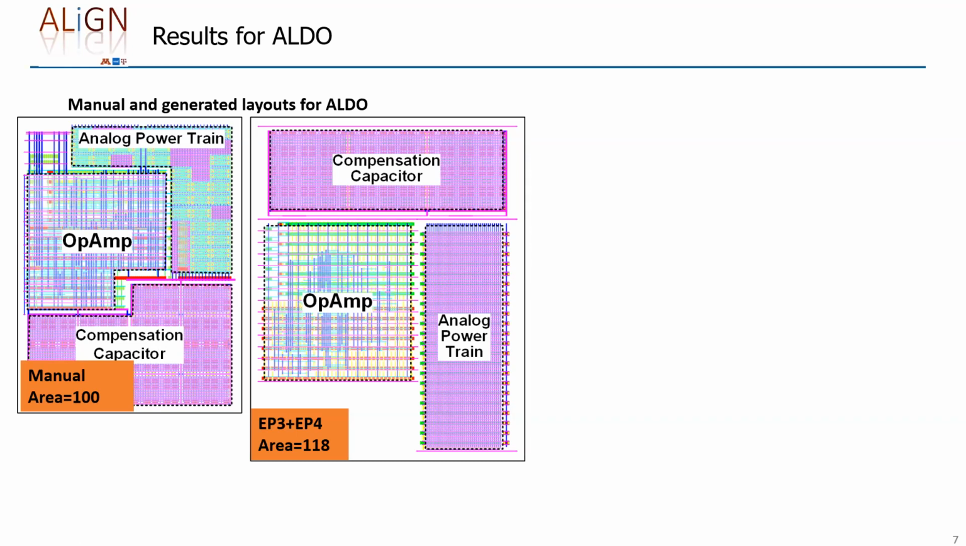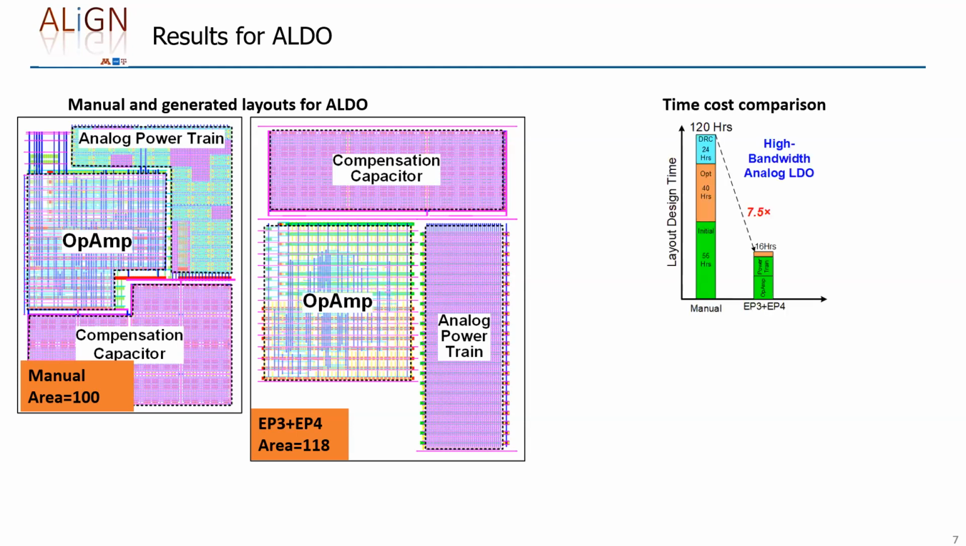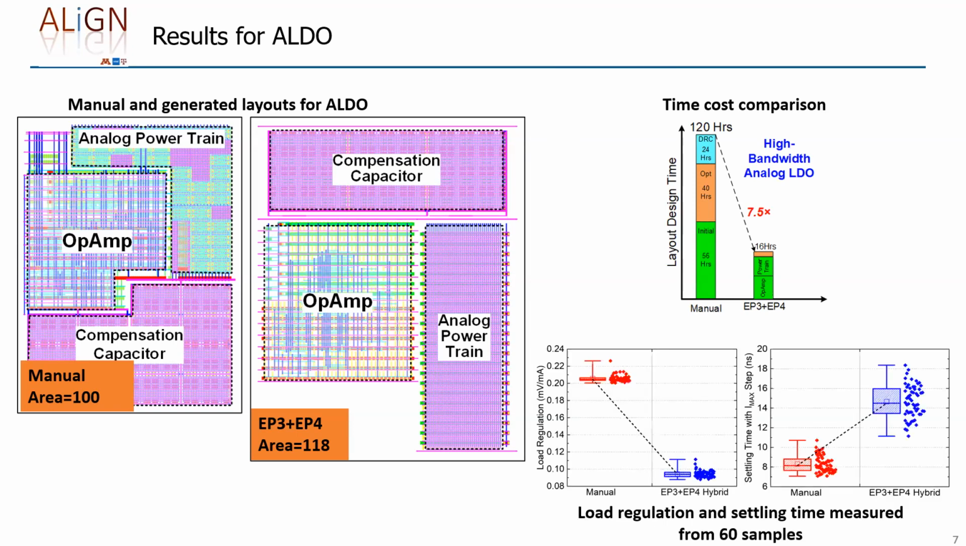One is, for example, reducing the power density by inserting more white space or dummies in the array. And the other one is to maximize track utilization, because this is mostly an R-sensitive design. So the goal is to minimize drain and source resistance as much as possible, using as many tracks as possible. The top right figure again compares the layout design time of the manual effort and the effort put into Align. And here again, we can see a 7.5x reduction in the effort involved.